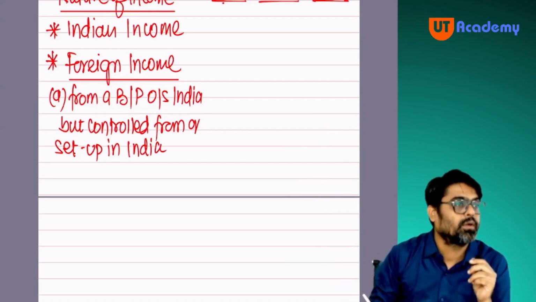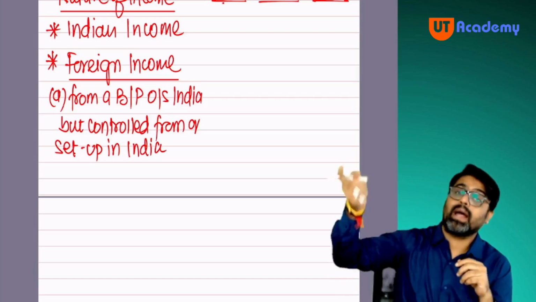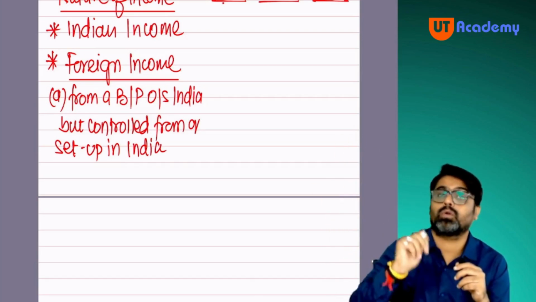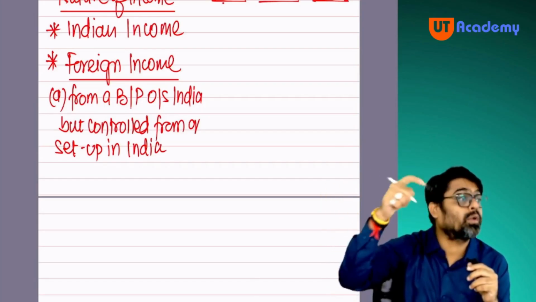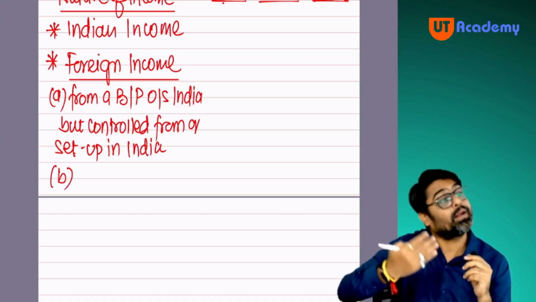What if the business or profession is outside India, and from that business or profession you are earning foreign income, but that business is not controlled from India and not set up in India? Then that foreign income will not be part A foreign income. That will be covered in part B.